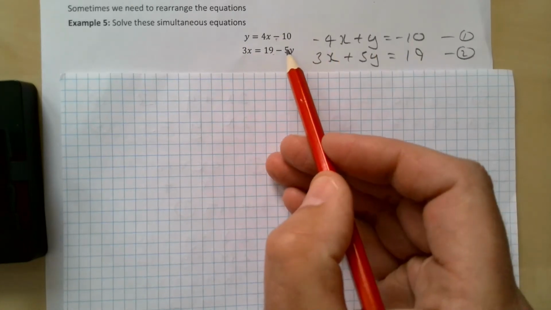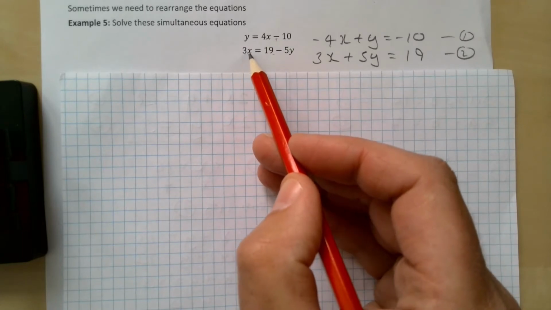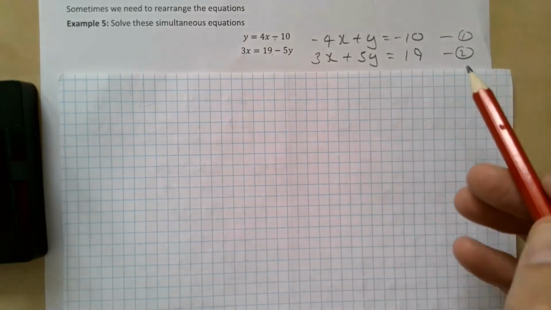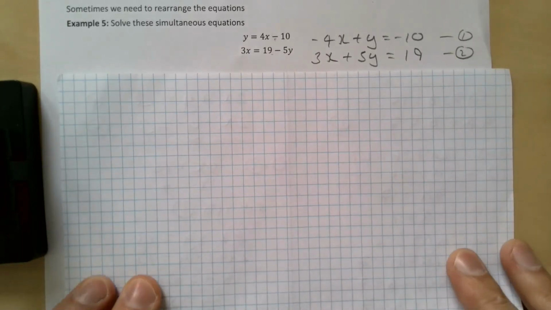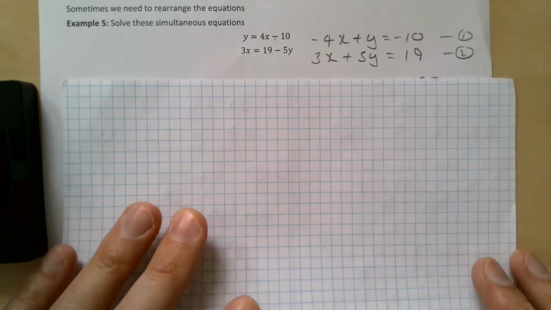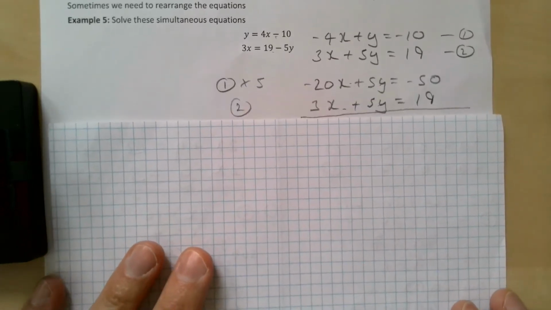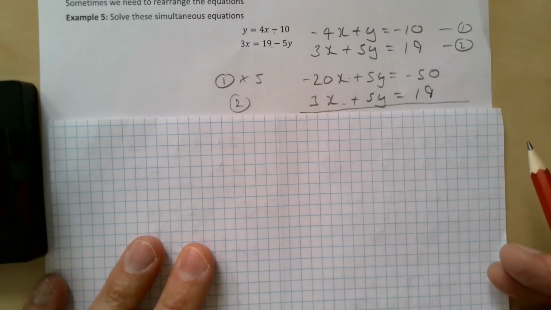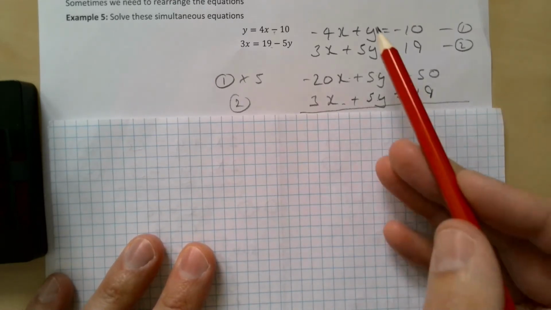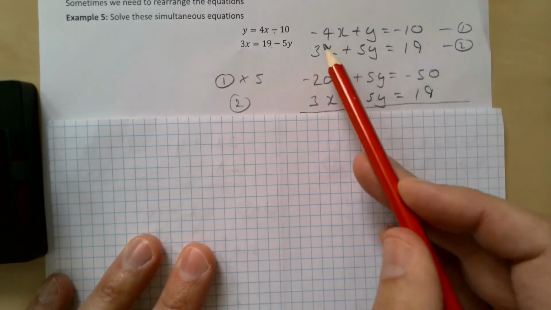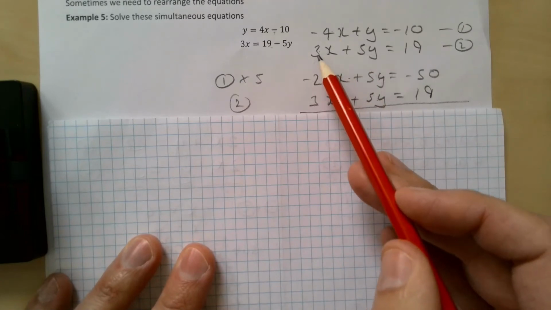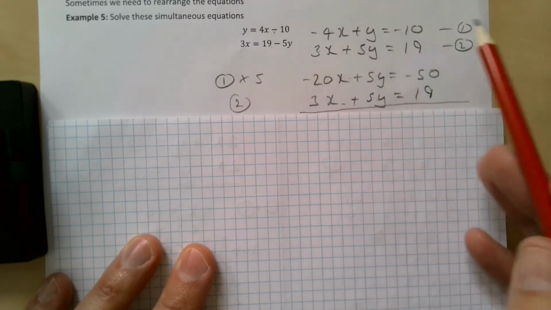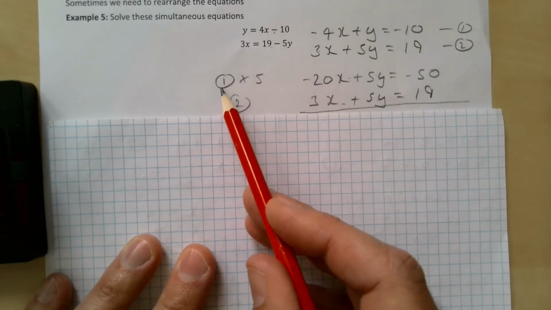I've then added 5y to both sides. 3x plus 5y is 19. So now we're ready to go, and I number them 1 and 2. First thing is we need to either make the x's the same or the y's the same. I've chosen the y's here. We could make the x's the same, times by 3 times by 4. That would be fine. I think it's a bit less work just to do this. So I'm timesing equation 1 by 5.